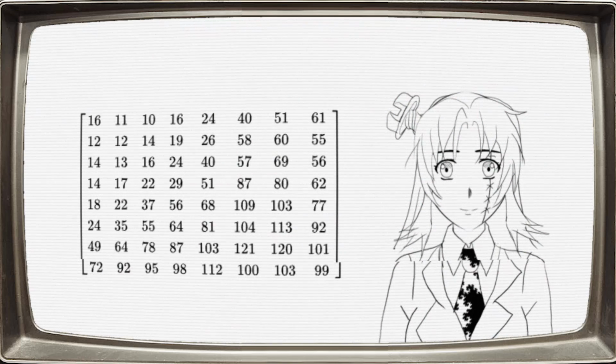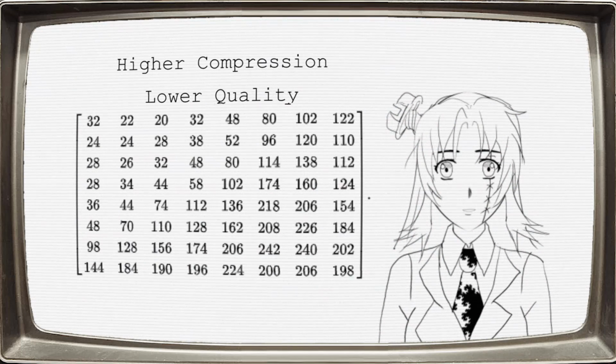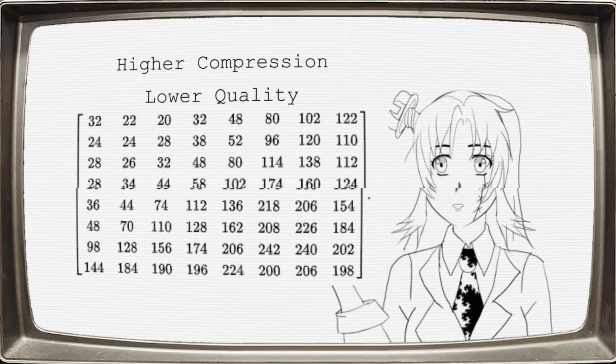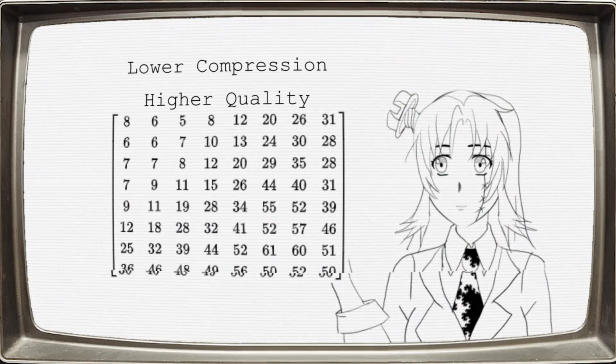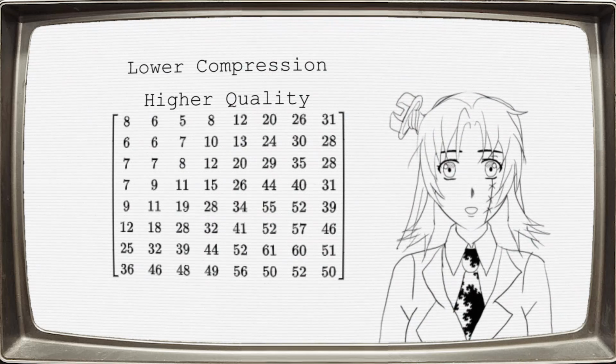As a side note, this is not the only quantization matrix we can use. To achieve higher compression but lower quality, we can use a quantization matrix with higher numbers, since this means more waveforms will be set to 0. The vice versa is also true. You can achieve higher quality but lower compression by making the values lower.